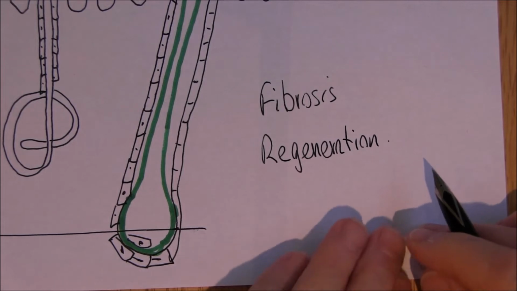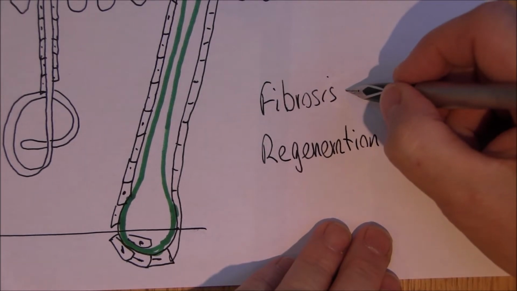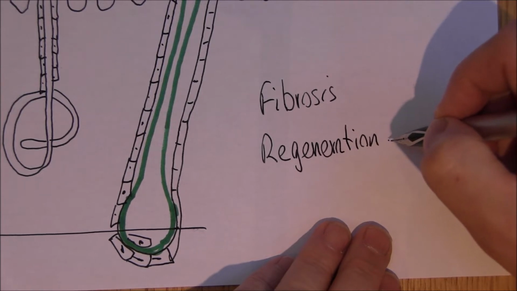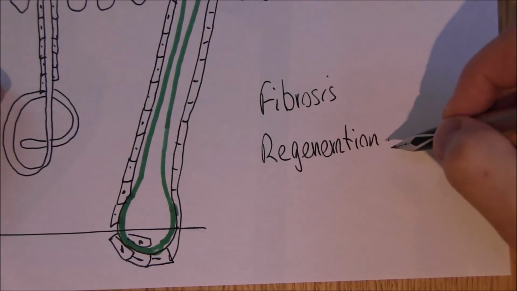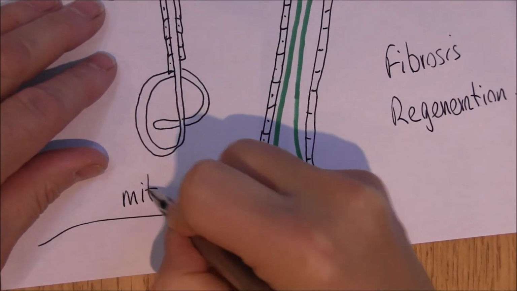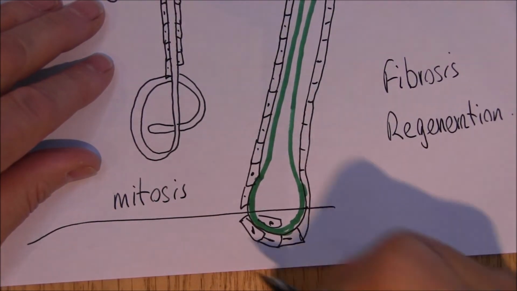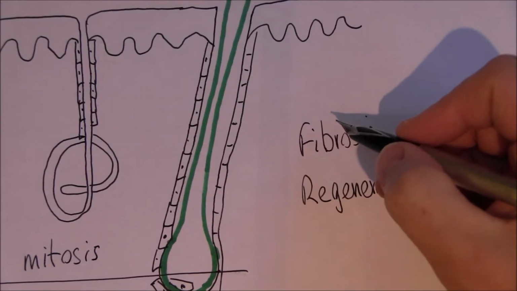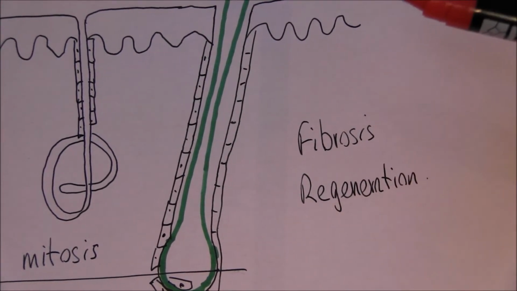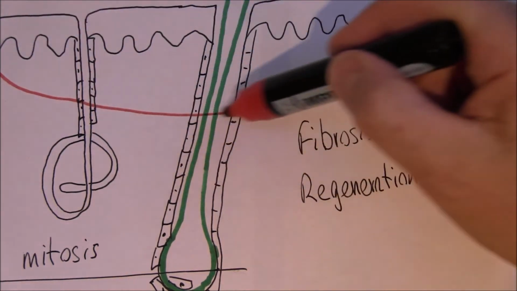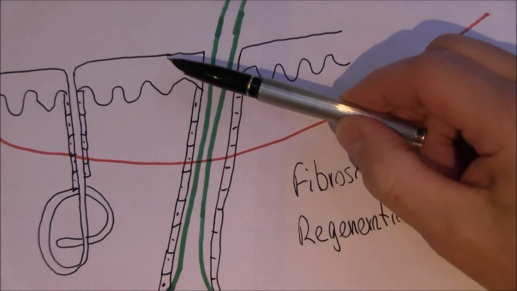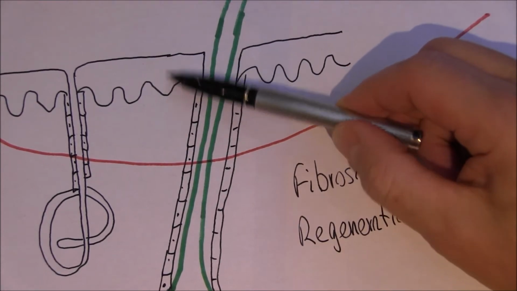Regeneration. Now, fibrosis leads to scar tissue, whereas regeneration is a kind of new for old type policy. And cells can only reproduce themselves by this process of mitosis. Simple cell division. Now, if you imagine the situation where we've got a shallow dermal injury and all this up here is lost. Now, here we've lost the thickness of the epidermis.